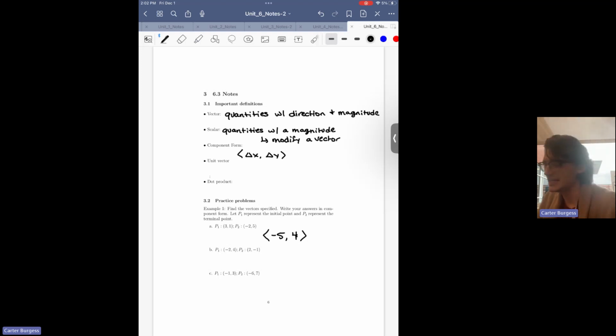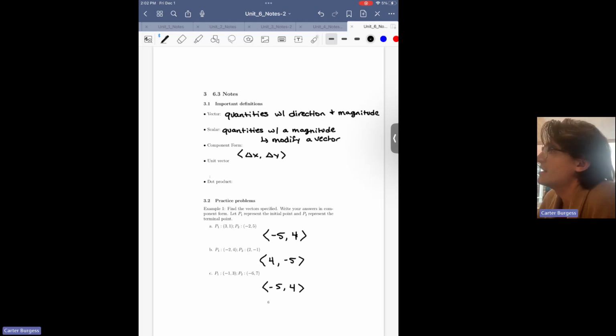All right, so looking at B here, what is my X movement? How do I get from -2 to +2? Increase by 4. And how do I get from 4 to -1? -5 in the Y direction. And then for C, how do I get from -1 to -6? -5. And how do I get from 3 to 7? +4.